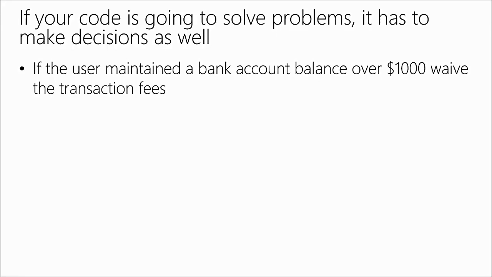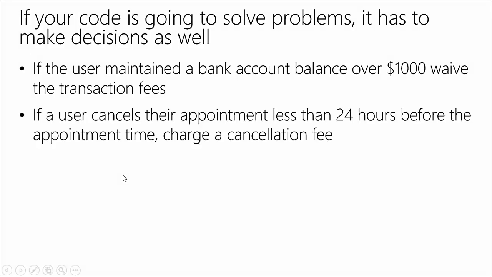One of the rules they have at a lot of banks in North America is they'll waive the transaction fees if you maintain a balance of over $1,000. So if you were writing a program, it has to calculate what fees do I charge a user. You need to be able to say, well, if it's over $1,000, don't charge this fee. If it's under $1,000, charge the fee. Very simple, but very real world.